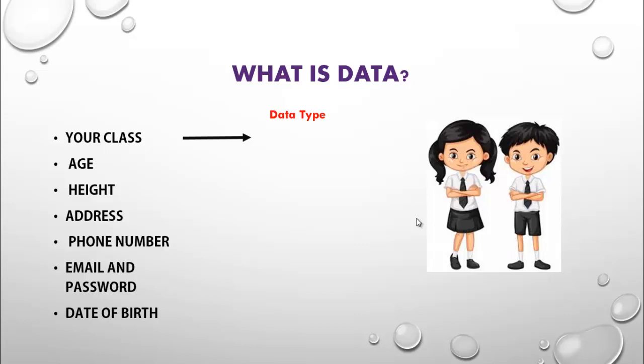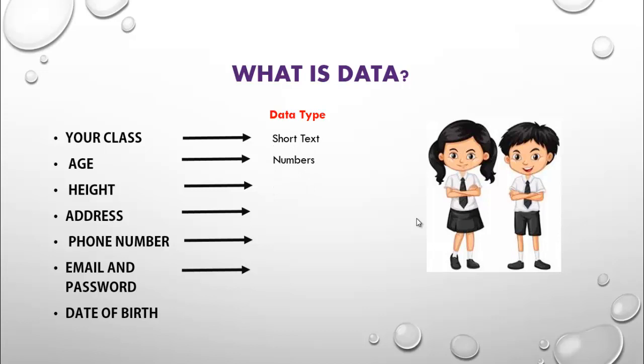Data type means, for example, your class is what? Your class is a number, so we will store this as an integer data type, in the form of numbers. Age is a number, height is a number, address is short text, a combination of special characters, text and numbers. Phone number is short text, because we will use a dash as a special character. Email and password are short text. Okay, and date of birth, obviously it's date and time.